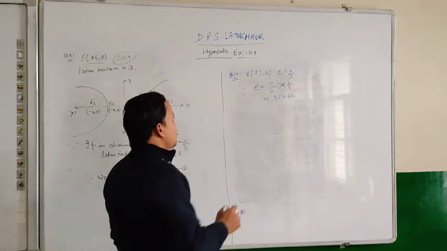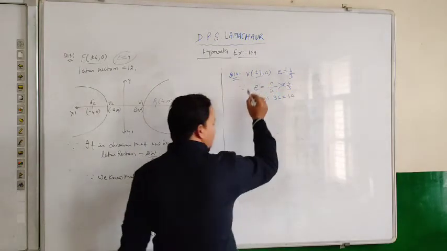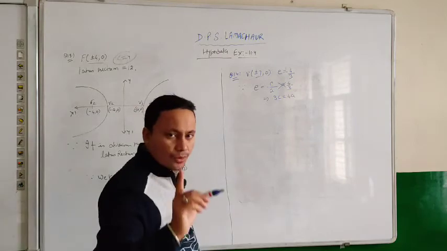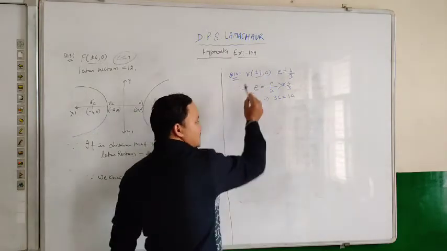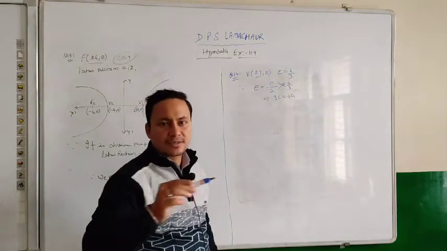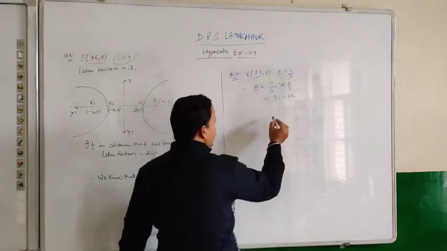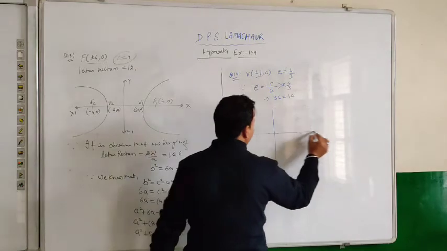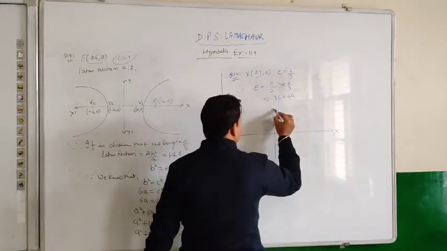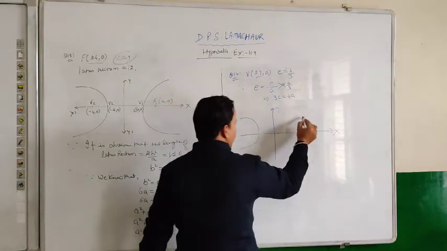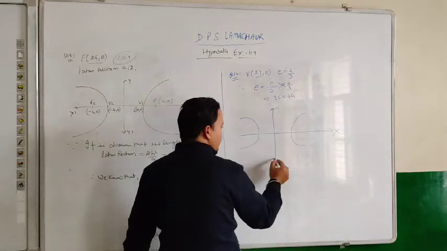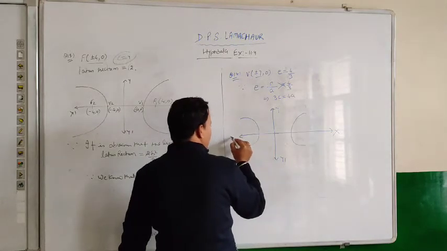Now see, the vertices lie on the x axis because the y coordinate has been given as 0. So if the vertices are on our x axis, it means the transversal axis is symmetric about the x axis. It means the diagram of the hyperbola will be symmetric about the x axis. So this kind of diagram you will get on the basis of this information.